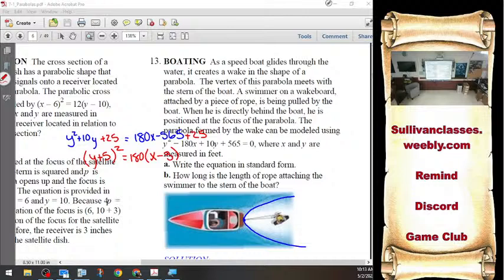Okay, I'm there. Write the equation. How long is the length of rope attaching the swimmer to the stern? What are they asking for? Vertex to focus, p. They're asking for p, the distance from vertex to focus. So, take this divided by 4. This is 45 feet back.